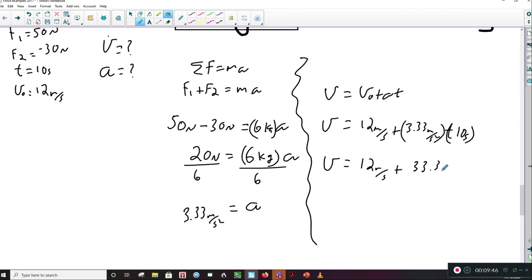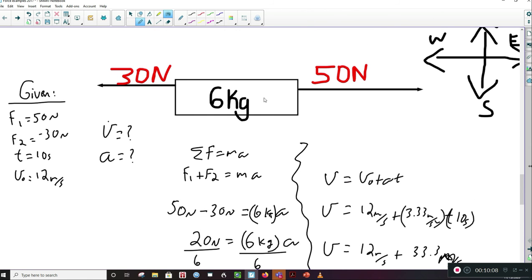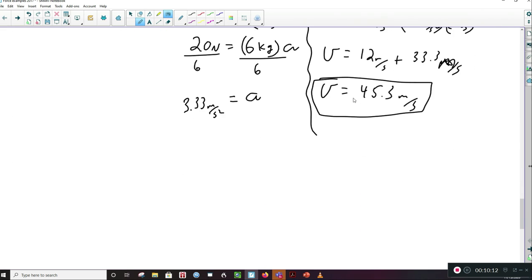33.3 meters per second. And that means my final velocity is going to be 45.3 meters per second. That would be the final velocity after these two forces are applied in opposite directions. Okay.